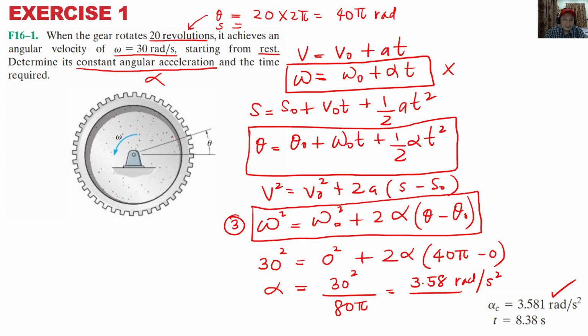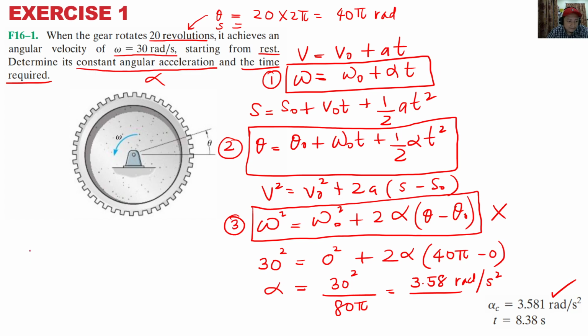Right. So the time required. So when you are looking at time required, you cannot use formula number 3. There is no time here. Probably you can use formula number 2 or formula number 1. So we're not sure yet, right? I hate to use formula number 2 because it's so long. Maybe we can use formula number 1. Yeah, we can use formula number 1.